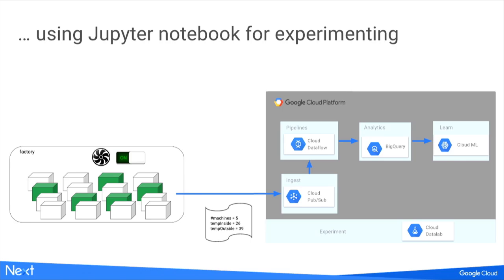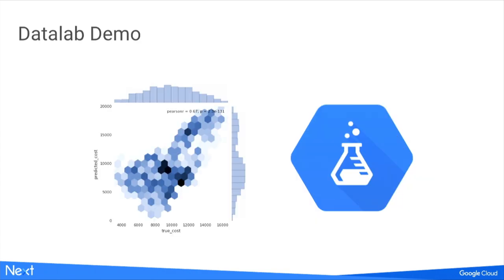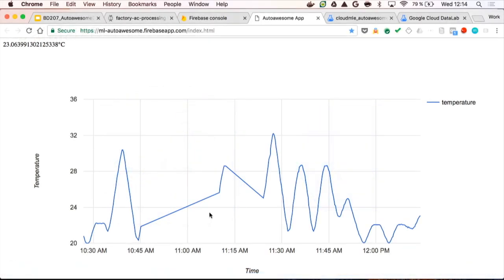So to demonstrate this, I'm going to be using something called Cloud Datalab, which is a Jupyter notebook hosted by Google Cloud. And I will be going into that now, if that's possible. Can we switch to the demos again? Thank you.